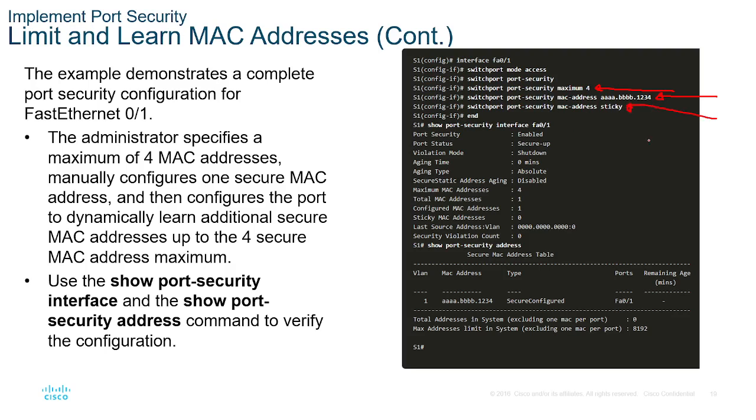And then when you use show port-security interface, you can see it's enabled. The violation is shutdown, and then we have 4 maximum MAC addresses, and then the total MAC address is 1 since it's sticky, manually configured. We have a value here.